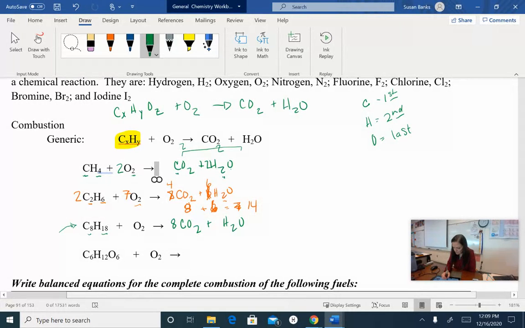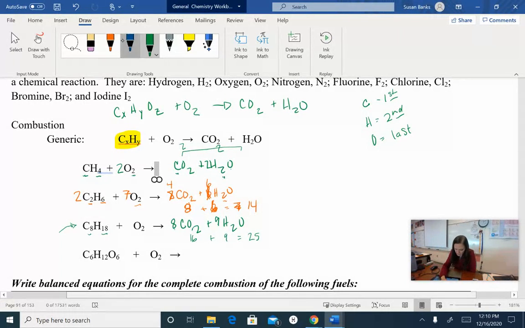18 divided by 2 would give me 9, right? And then let's see, 8 times 2 gives me 16 oxygens here. 9 times 1 gives me 9. 16 plus 9 gives me 25. Can I divide 25 by 2? I can't. So I'm going to have to go back and double this all.